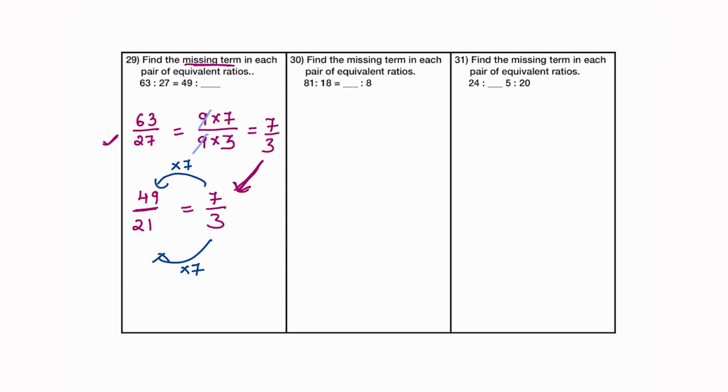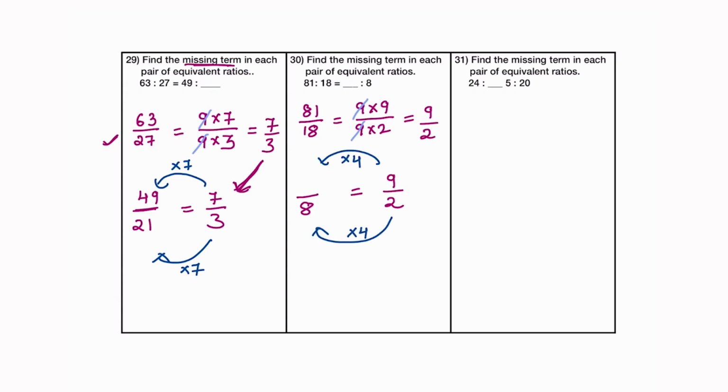So let's do some more here. 81 over 18. That's 9 times 9, and that's 9 times 2. So 9 and 9 is out. That means we have 9 over 2. Now we take the second ratio. Something over 8, equal to 9 over 2. Now 2 to 8 is times 4. So 9 times 4 is what we have to do, and that's 36. Easy?